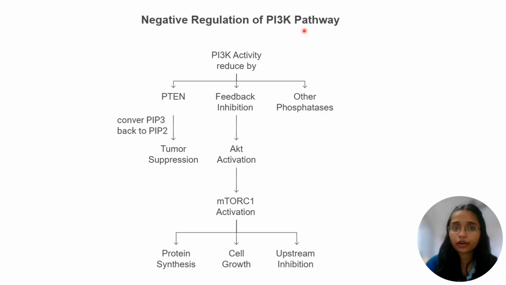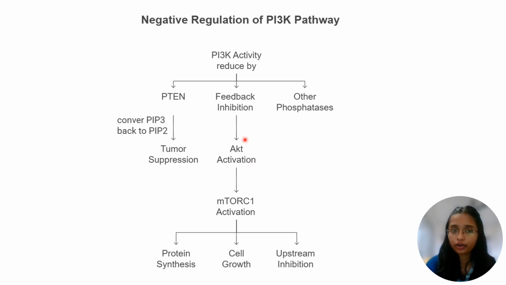So let's see the negative regulation of this PI3K pathway. In the presence of this PTEN, this PIP3 converts back to PIP2. In an earlier video, we have seen that in the PI3K pathway, this PIP2 converts into PIP3, and then it activates AKT, and then it activates mTOR, helping other functioning of the cell. But in the presence of this PTEN, this PIP3 converts back to the PIP2. In this way, this pathway can get stopped and it helps in tumor suppression.